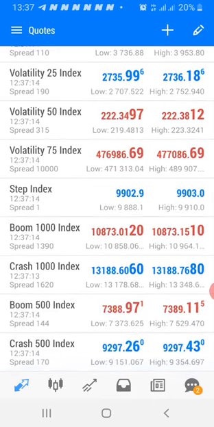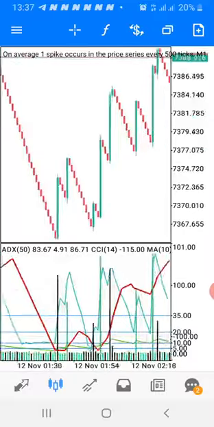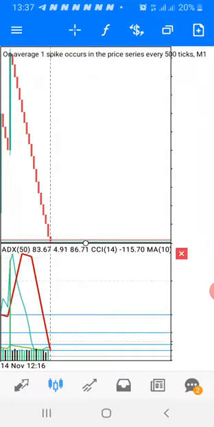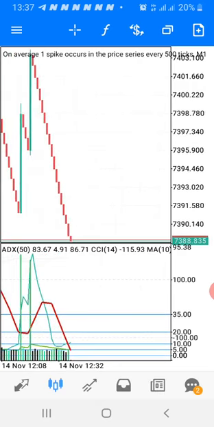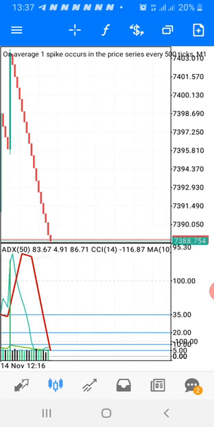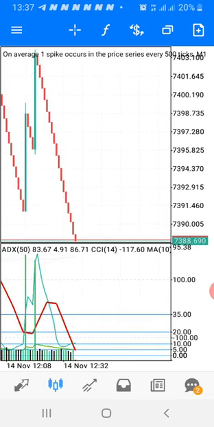So let's just check for boom 500. You see how this strategy works for boom 500. What we need to do right now is just the same way, vice versa, for crash 500.